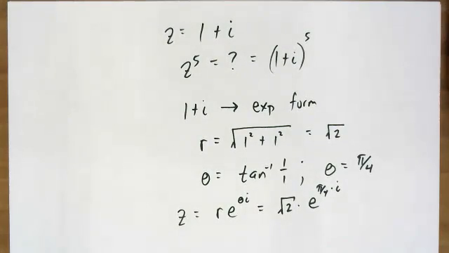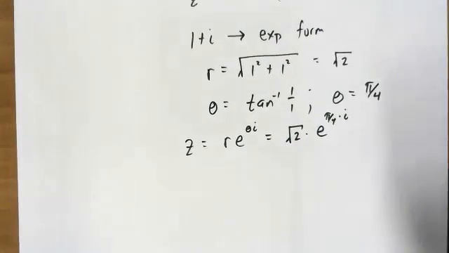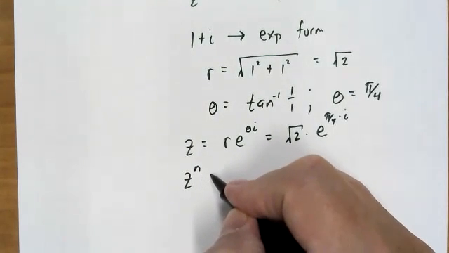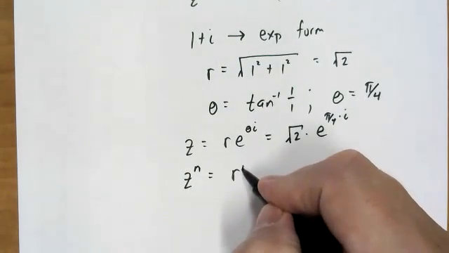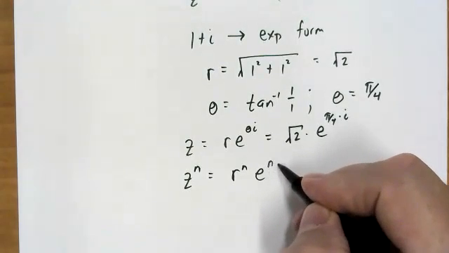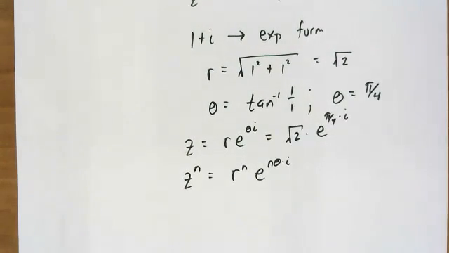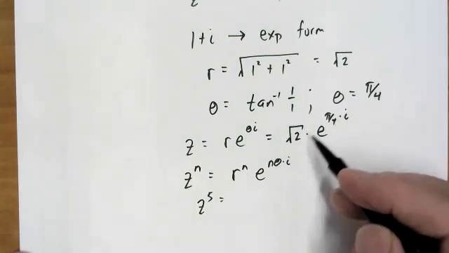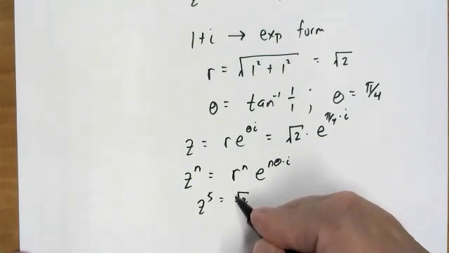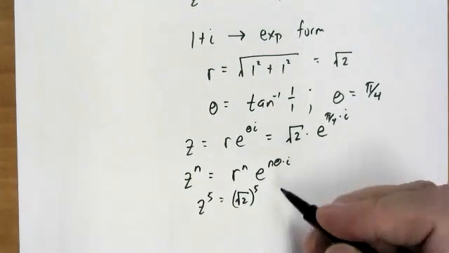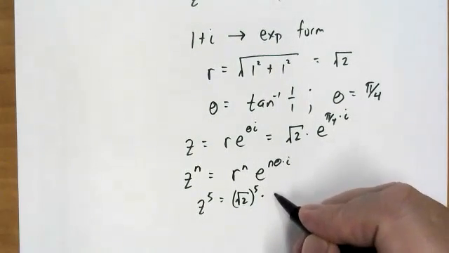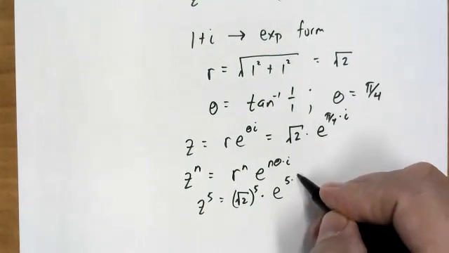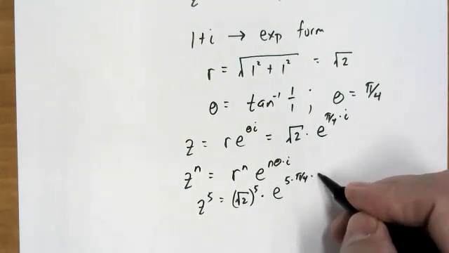And now I go back and look at the formula that De Moivre came up with. I'll write it again here. A complex number raised to the power n is simply r to the nth power times e to the n theta times i. So for us, z to the 5th, r is square root of 2, square root of 2 raised to the 5th power times e to the n theta. n is 5, theta is pi over 4, 5 times pi over 4 times i.